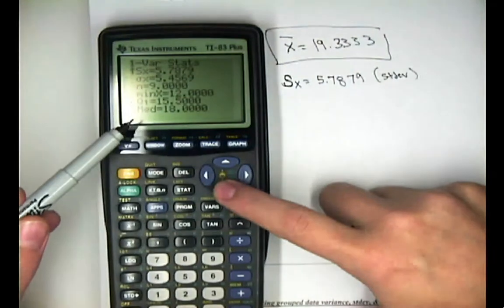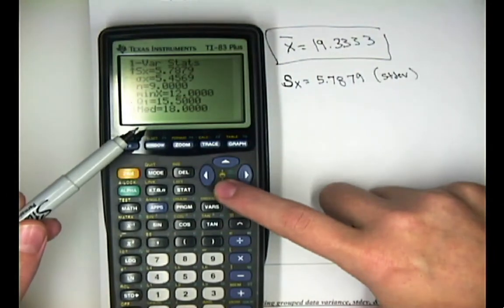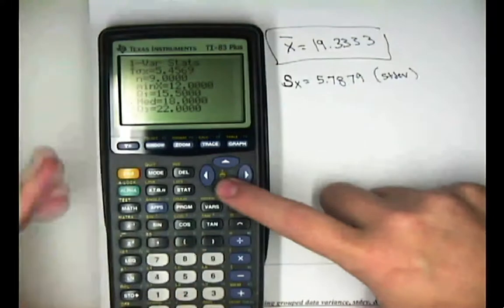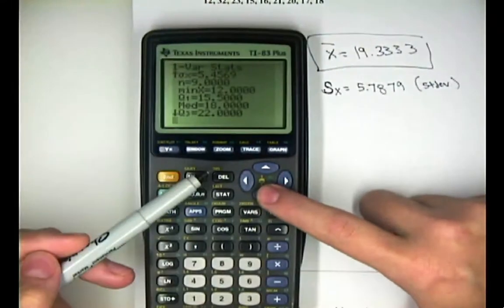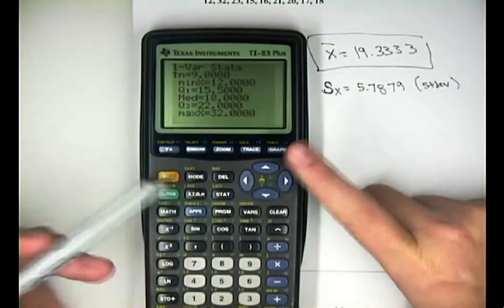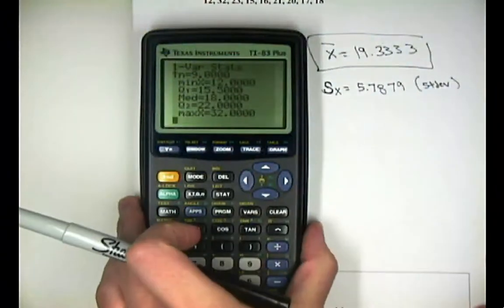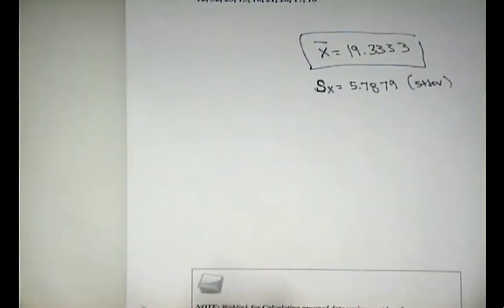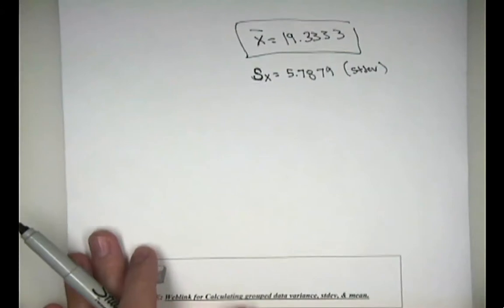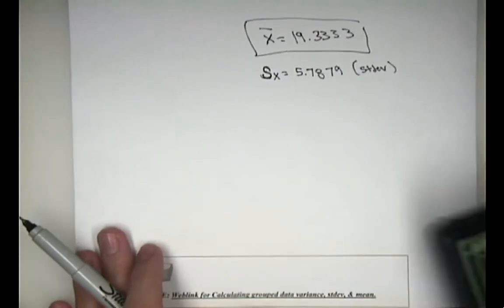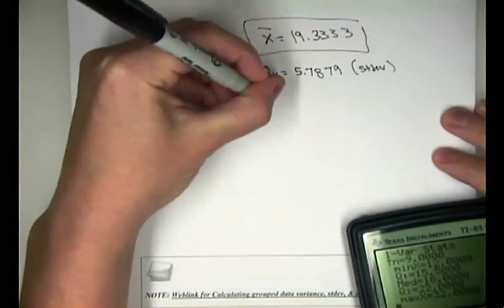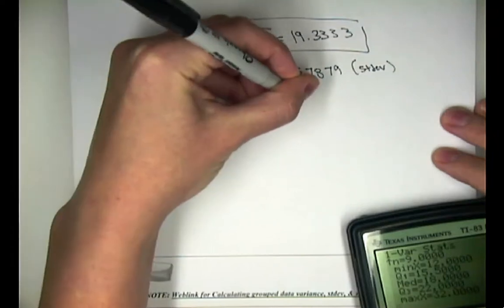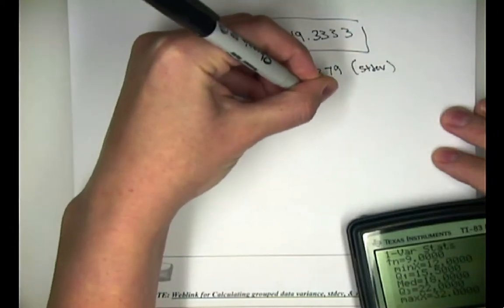It gives you the median. We talked about the median. It's also quartile 2. It gives you quartile 3, sorry, there's a glare. And it gives you the maximum. So it gives you all kinds of cool information in 1-Var Stats. But let's get back to calculating the variance. Okay, now once you've got the standard deviation written down, you want to simply square this number to find the variance.